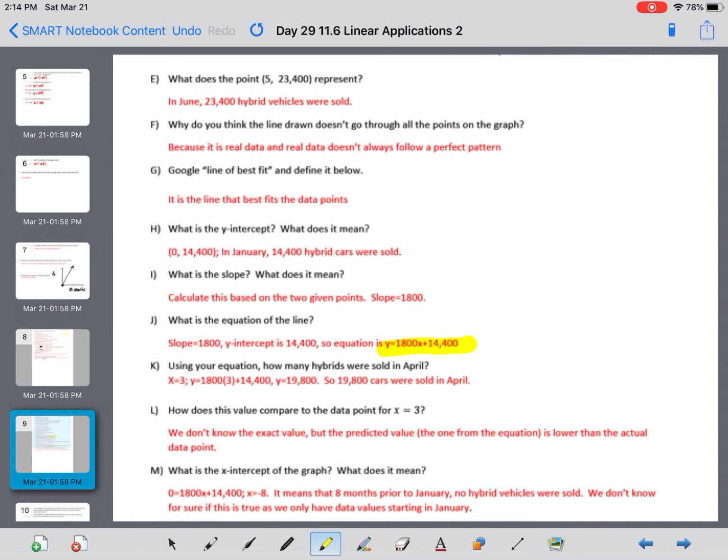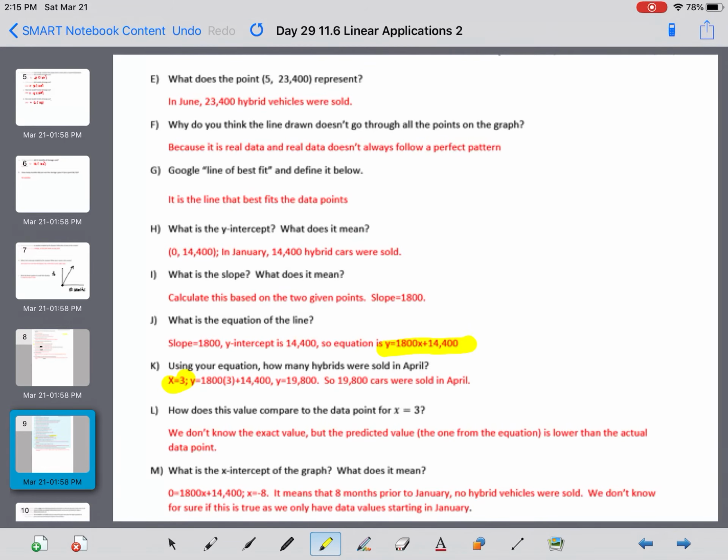So for K, you can use that equation to figure out how many hybrids were sold in April. Just keep in mind April, it's so tempting to make it x equals 4 because April is the 4th month. But remember our graph said that January was month 0. So that puts us behind 1 month.